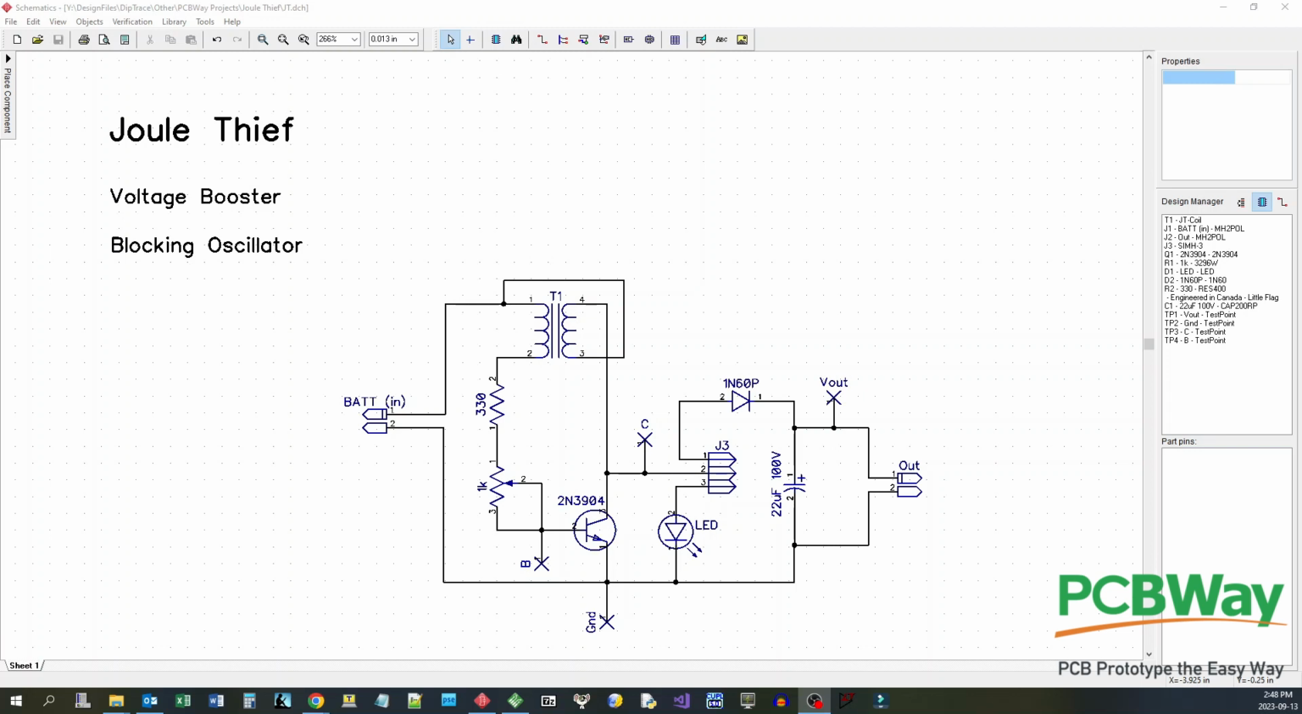This one here is called a Joule Thief. I don't know if you ever heard of such a thing, but notice the way Joule is spelt. It's spelt after the name of the guy who came up with the unit of the Joule. And what this is, is a voltage booster based on a blocking oscillator.